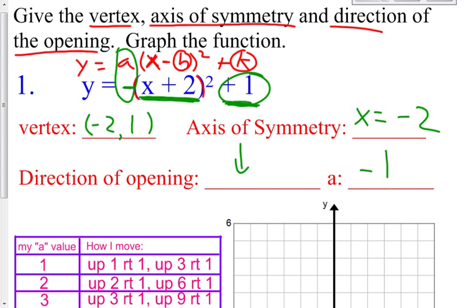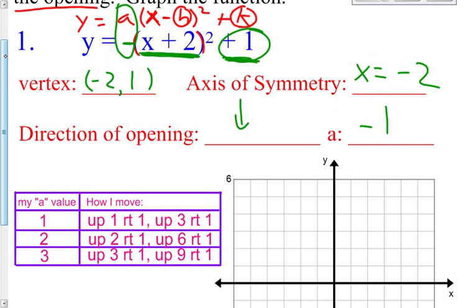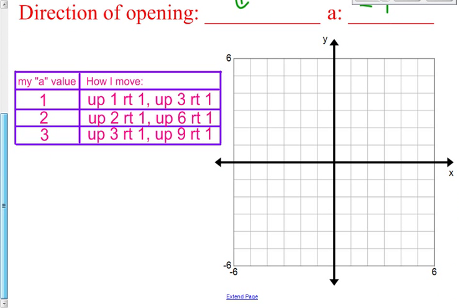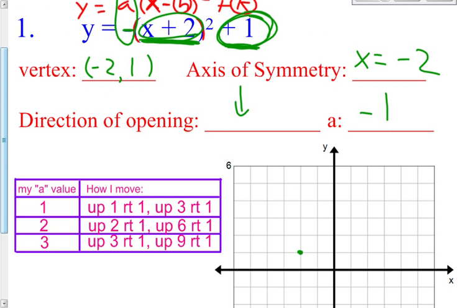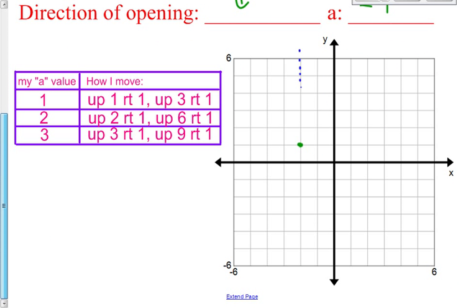So now, we didn't have to find the vertex by doing a negative B over 2A or whatever. We can find it instantly just by going opposite of what's written here. So our vertex is at left 2, up 1. It says my axis of symmetry is going to be x equals a negative 2, so I'm going to draw a vertical line at negative 2 for my axis of symmetry.